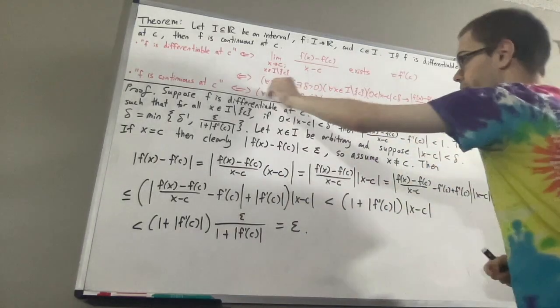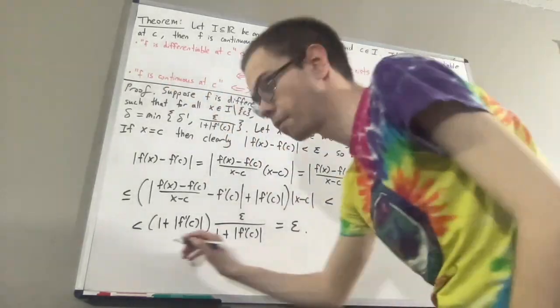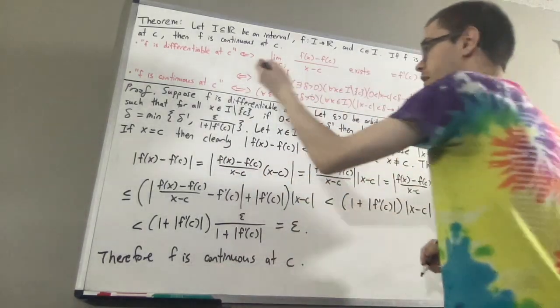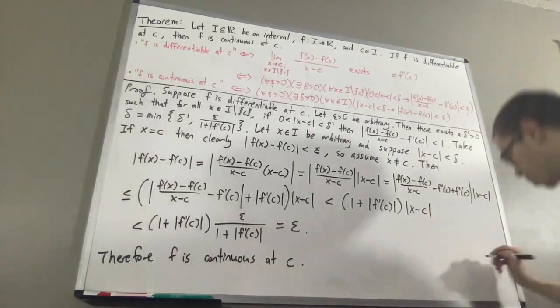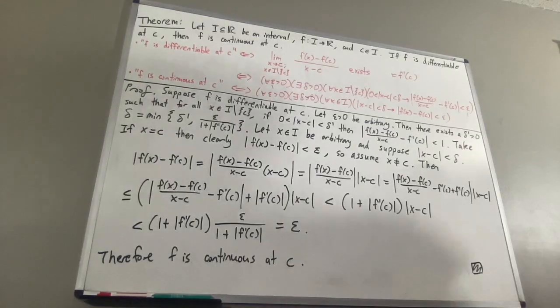So we have shown that this statement is true, which shows that f is continuous at c. So we have shown if f is differentiable at c, then f is continuous at c. So this completes the proof. And so yeah, that's pretty much it for this video.